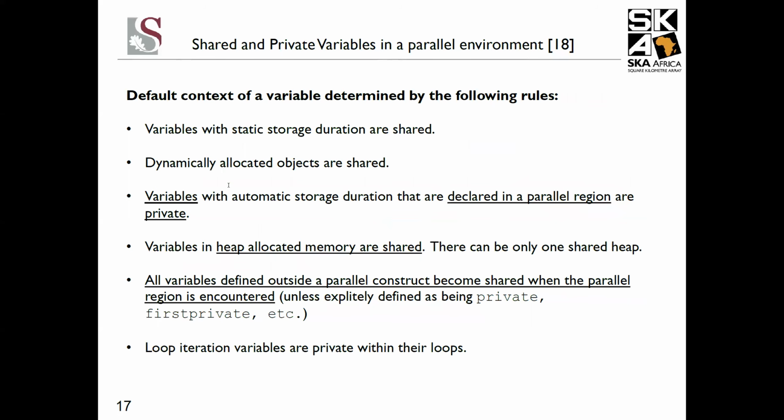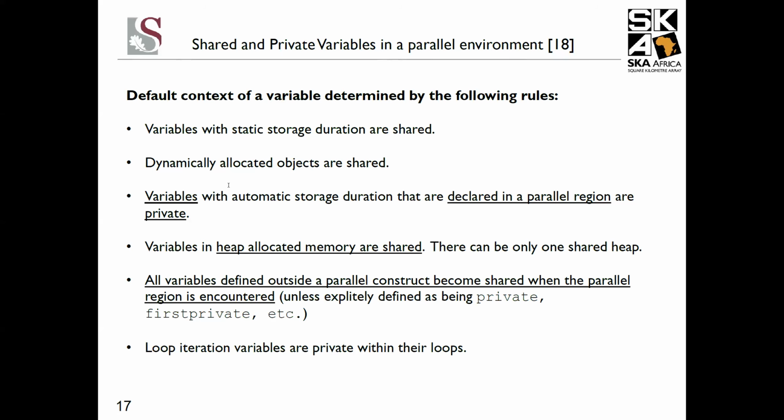So when is a variable shared and when is it private? There are certain default contexts, determined by the following rules. Variables with static storage, so if you have a static variable in your code, are shared by default. Variables that are dynamically allocated, so when you apply a malloc to allocate some array, are shared by default. Variables with automatic storage duration that are declared inside of a parallel region are private. So if you declare a variable inside of a parallel region, it is private.